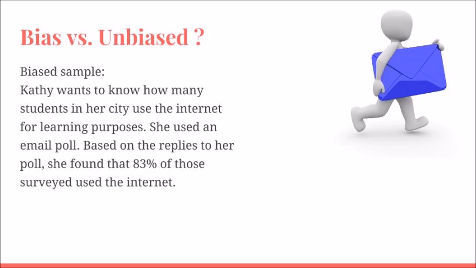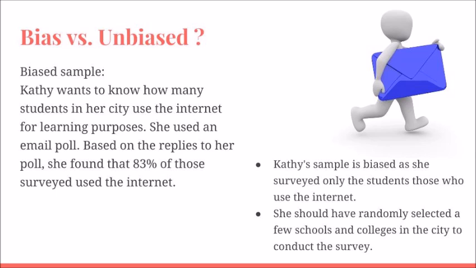Now we should look at an example of a biased sample, which means that the sampling has an error and it's inaccurate. Kathy wants to know how many students in her city use the internet for learning purposes. She used an email poll. Based on the replies to her poll, she found that 83% of those surveyed used the internet. Kathy's sample is biased as she surveyed only students who used the internet, so it couldn't cover the entire population of students. Also, she should have randomly selected a few schools and colleges in the city to conduct the survey, since she's only using the results of the survey that she received email replies from.